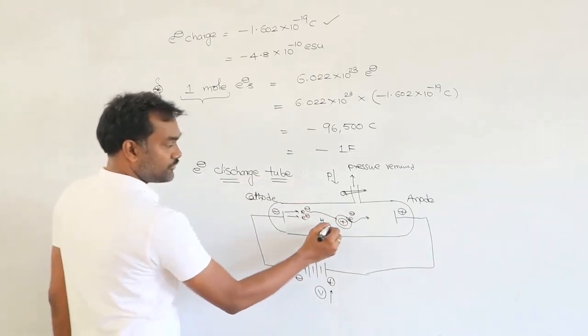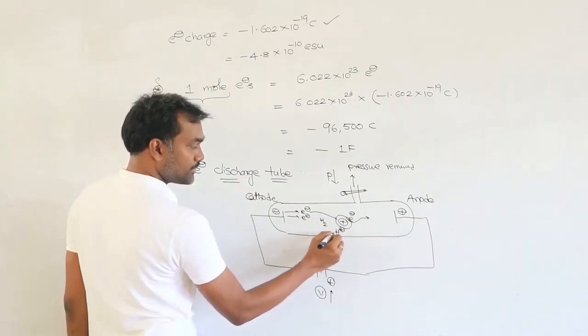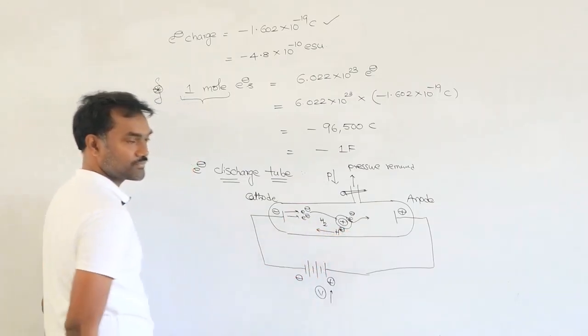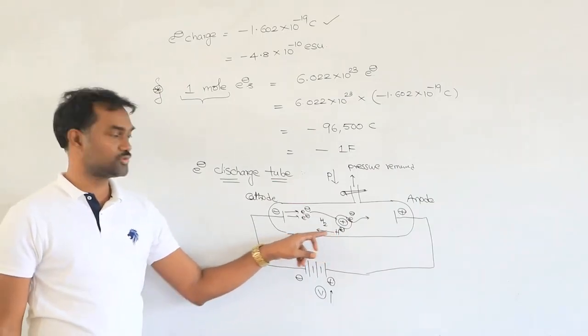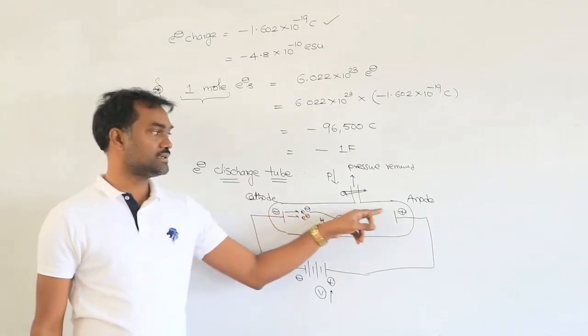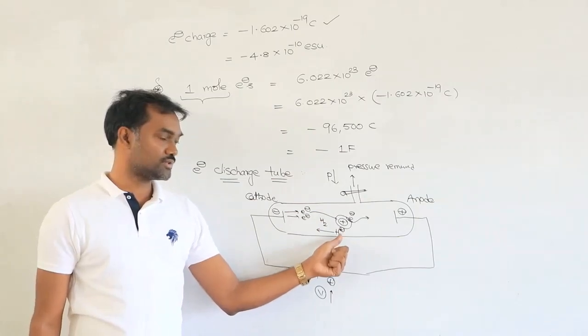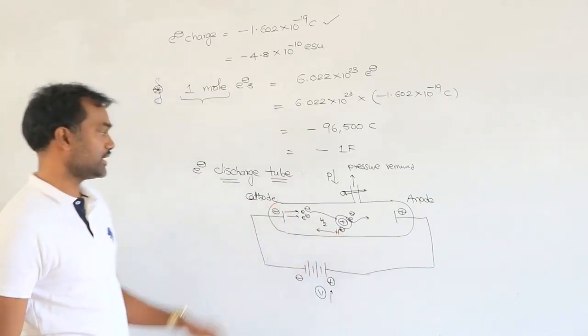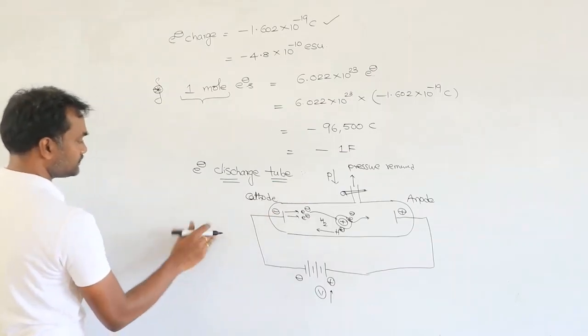Next, if H loses electrons, H plus comes towards this side. This is what we call anode rays. So anode rays have a positive charge, cathode rays have a negative charge. Next, when we discuss protons, that also comes in, but here the electron e by m value.